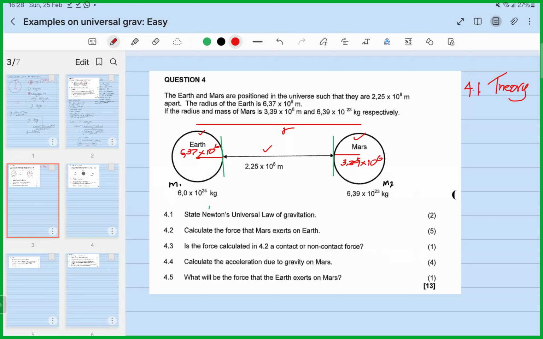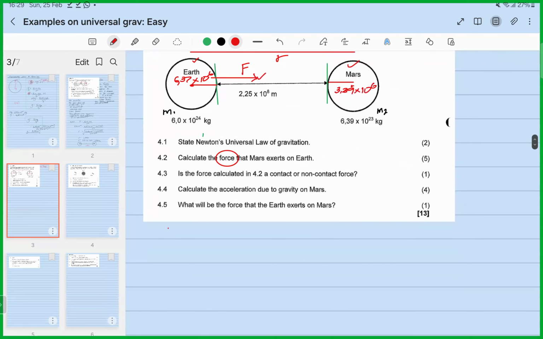Calculate the force that Mars exerts. Look carefully. The force that Mars exerts on Earth. Mars is going to pull Earth towards itself. So that force is going to be directed towards Mars. 4.2. F equals G M1 M2 over R squared.